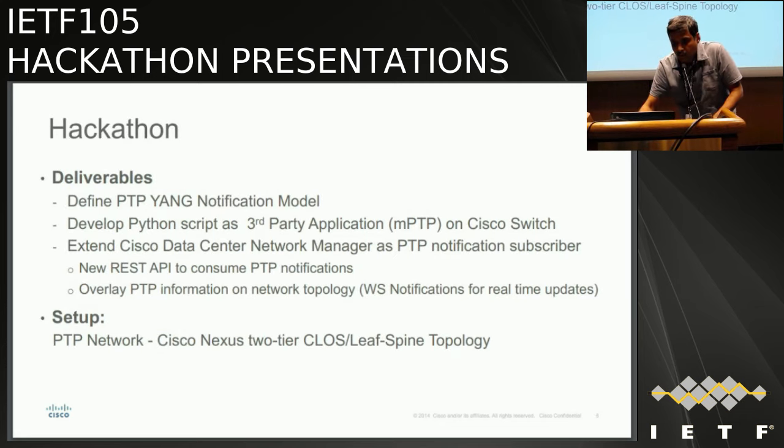So in the hackathon, we have the deliverables. We defined a PTP YANG notification model, which we still need to review with the team. We developed a third-party application on the Cisco switch. The real deliverable here was a Python script, which runs on the switch and pushes a YANG notification to the existing product. We have a network management solution, and we extended it to introduce a new REST API to consume that notification and overlay the PTP information on top.